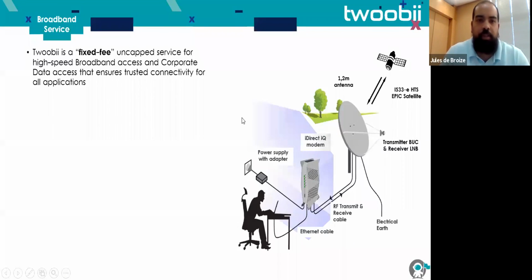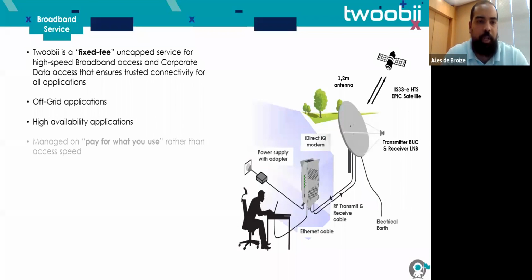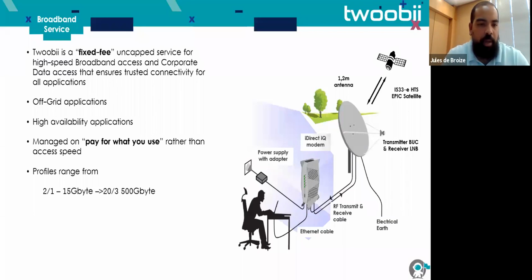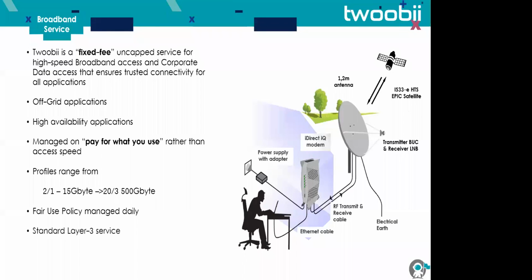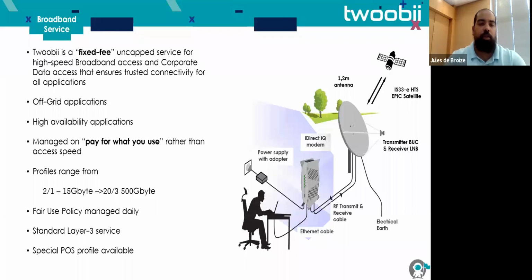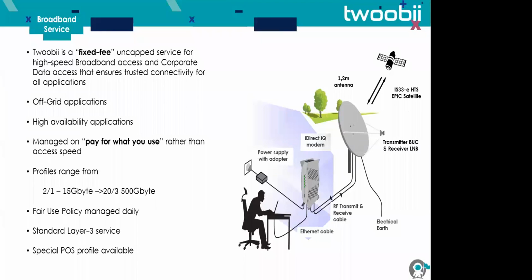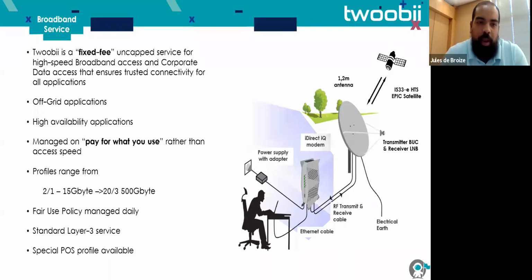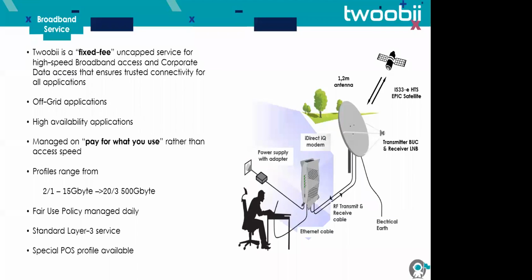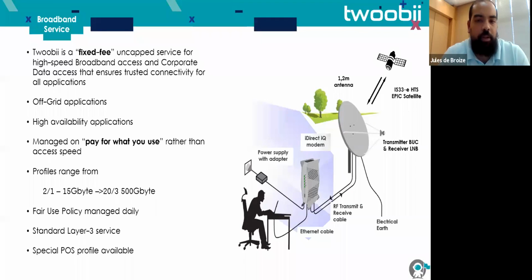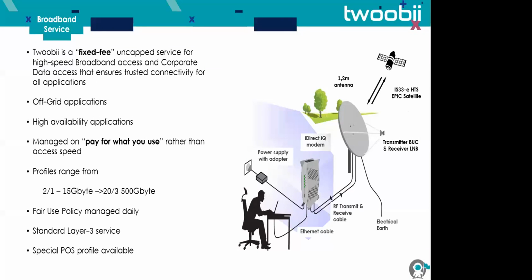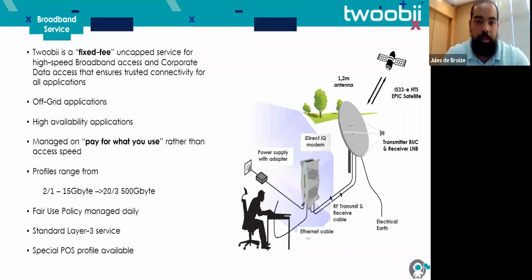What the broadband service is, it's fixed fee, uncapped. We support off-grid, high availability applications, managed on pay as you use. Our profiles range from 2 meg to 20 meg. Fair user policy, standard layer 3, special pod services. So this is just a quick recap of what the broadband service is. So the hotspot service is based on the broadband service. So if you have a broadband service, then the hotspot service applies to you.